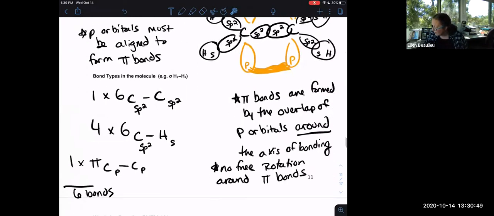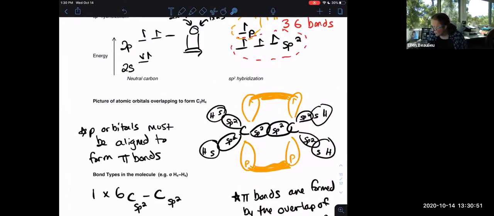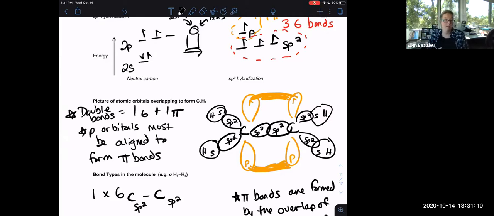The one last thing that I will emphasize after having drawn this species is that double bonds are not the same type of bonding for both of those lines. Double bonds are made of 1 sigma and 1 pi bond. The bonding in a double bond is different. There's a sigma bond that's on the axis of bonding, and there's a pi bond that's around the axis of bonding.